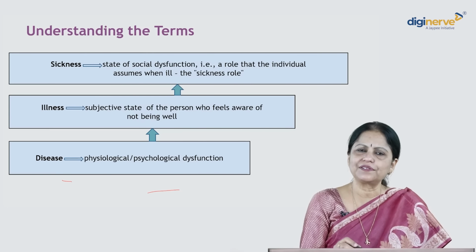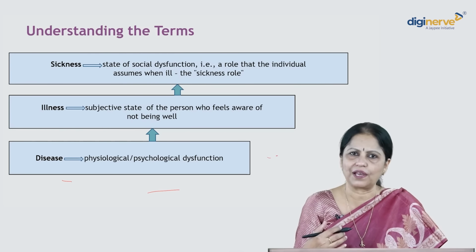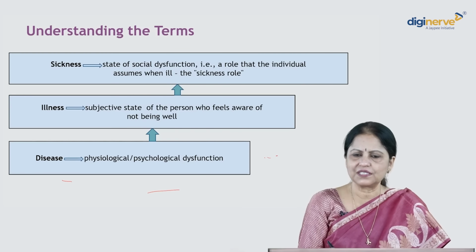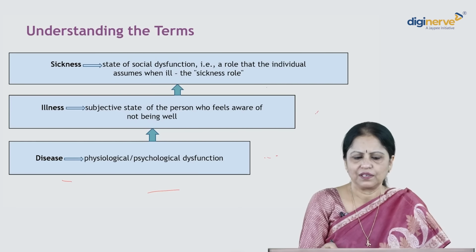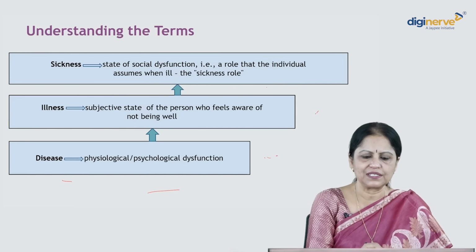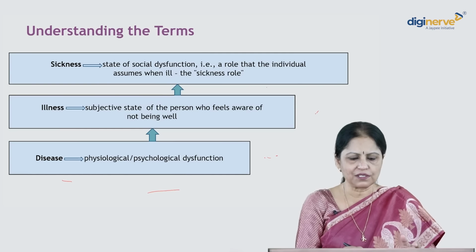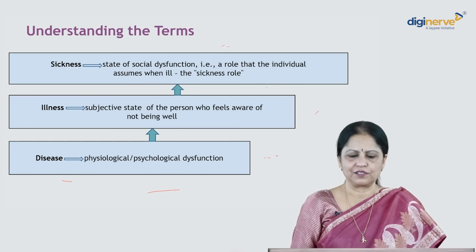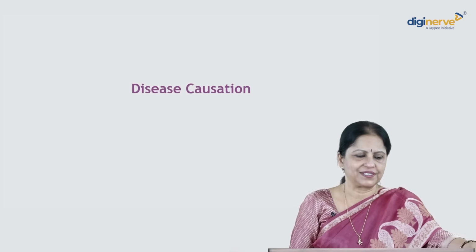Illness is the subjective state of the individual who has the disease. That is the way he feels. He doesn't feel well, so he is feeling ill. That is illness. And because of this disease, he is feeling ill, and because of that, he cannot do something. So this is the role that he assumes, that is sickness, so social dysfunction. That is the role that he has assumed because he is feeling ill, because he has a disease. So that is sickness finally. These are the definitions of these terms, and this is how you have to understand and know this.